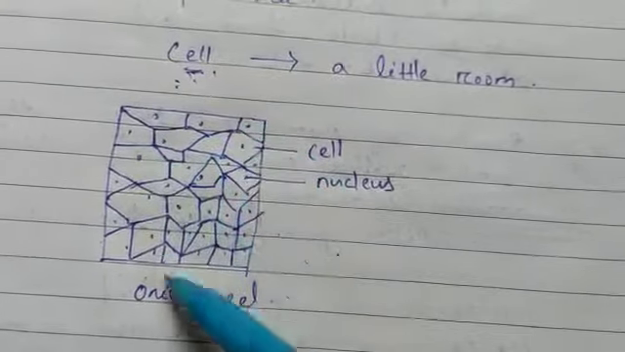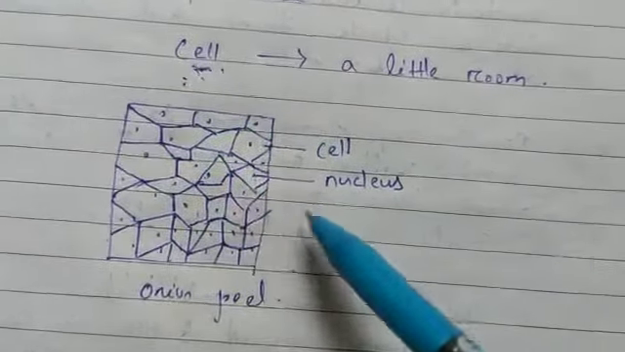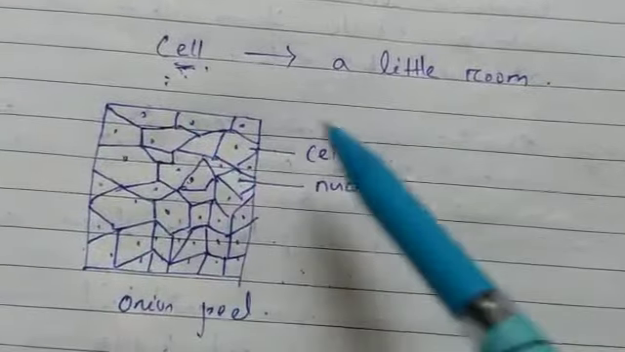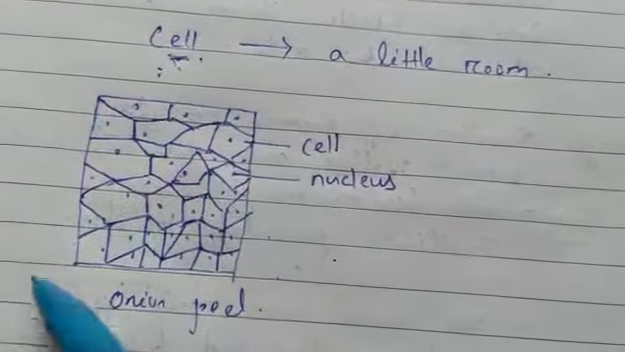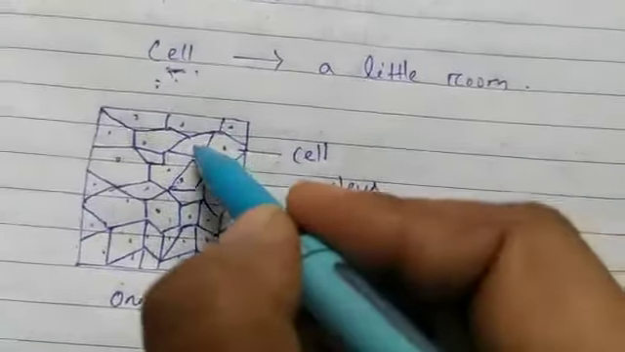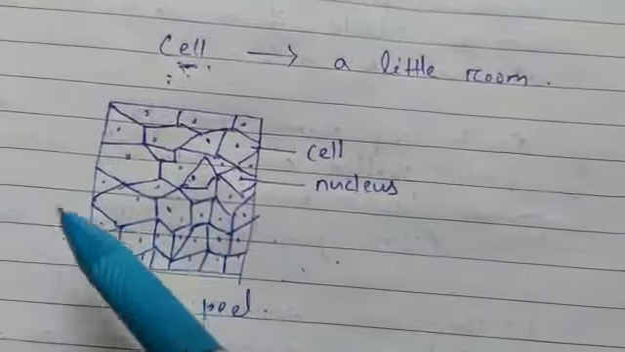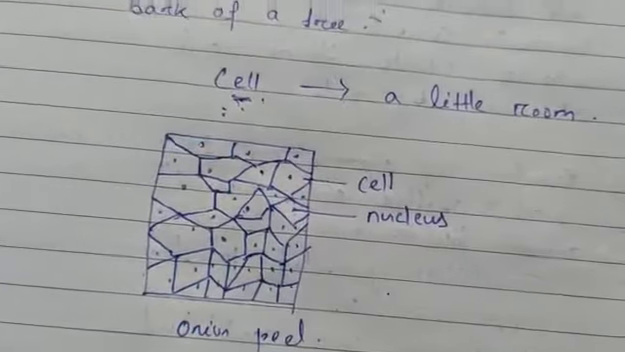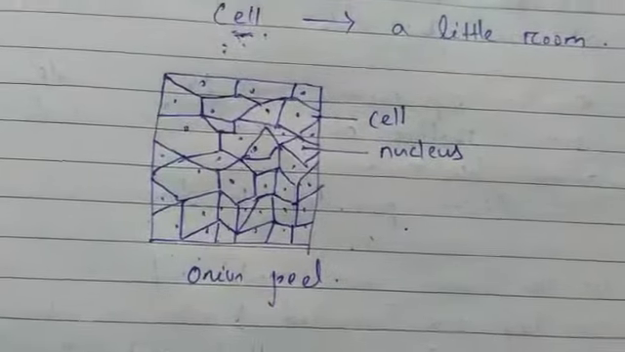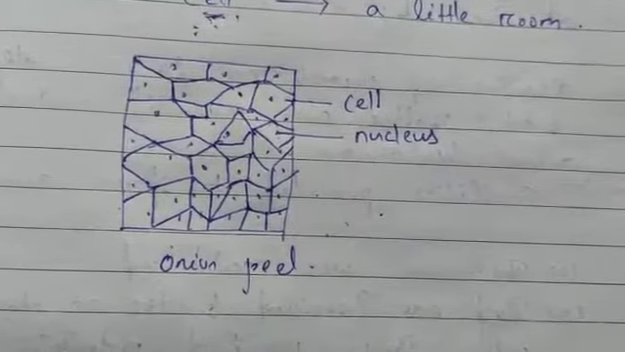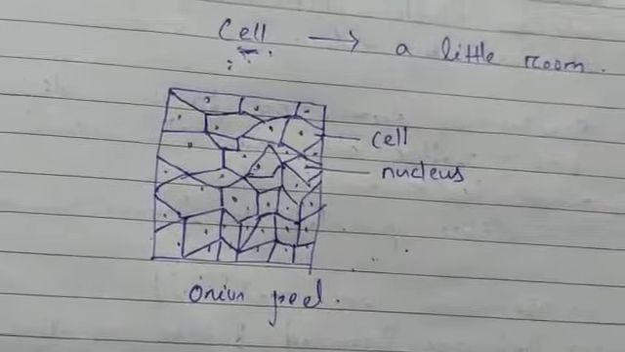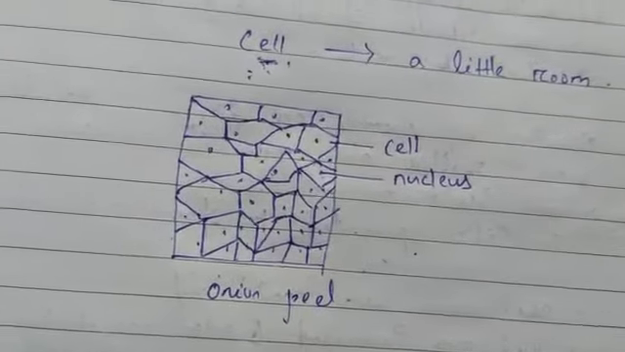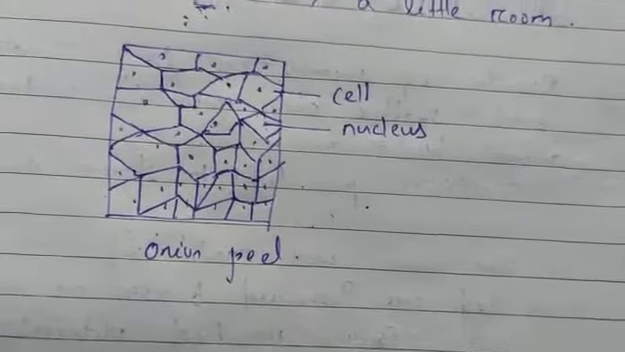The small compartments are called cells, and each cell has a nucleus. So this is the cell of the onion peel. You can see the cells here and the nucleus here. If you observe the onion peel under the microscope, you can see the structure of the cells. These structures look similar to each other. Together they form a big structure like an onion bulb. So when these small structures come together, they form a big structure like an onion bulb.